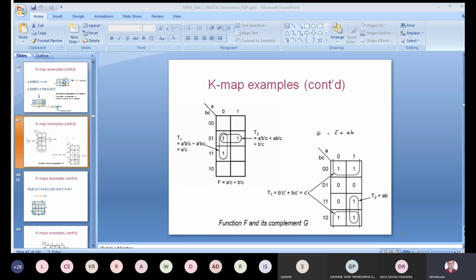So your function of PQRS is equal to pi into m of 0, 3, 5, 6, 7, then 9, 11, 13 and 15.